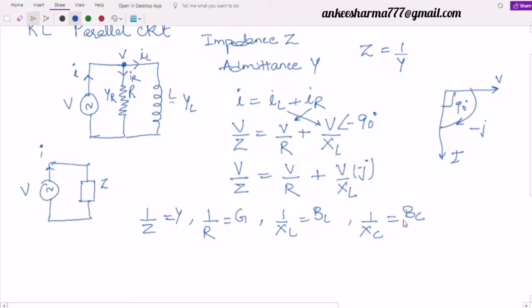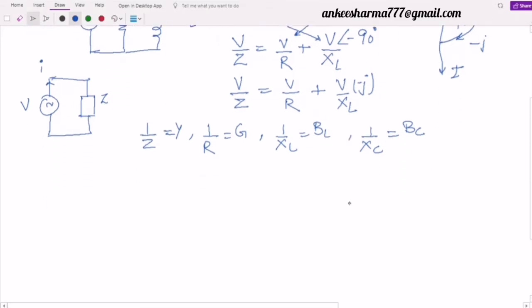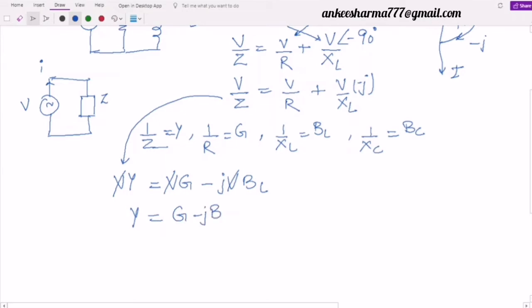So from these notations, can I say my V by Z can be represented as V into Y? This can be represented like this because 1 by Z is equal to Y. Similarly, it is equal to V into G. Now I will adjust my minus j, so it will be minus j V by XL. 1 by XL is written as BL. I can take V outside and it will cancel. So I will say my admittance Y is equal to G minus j BL. This is one way of representing my parallel circuits.